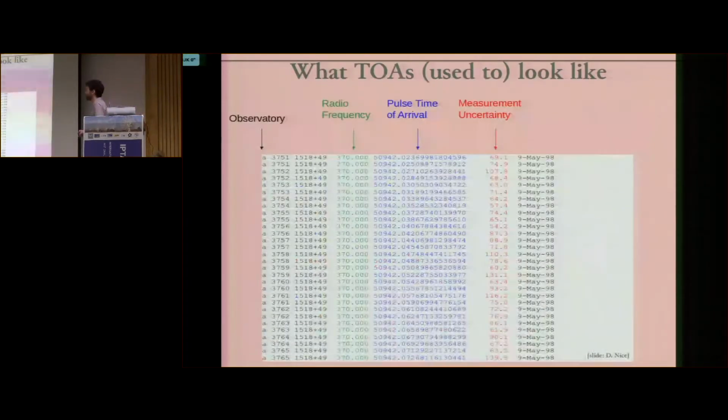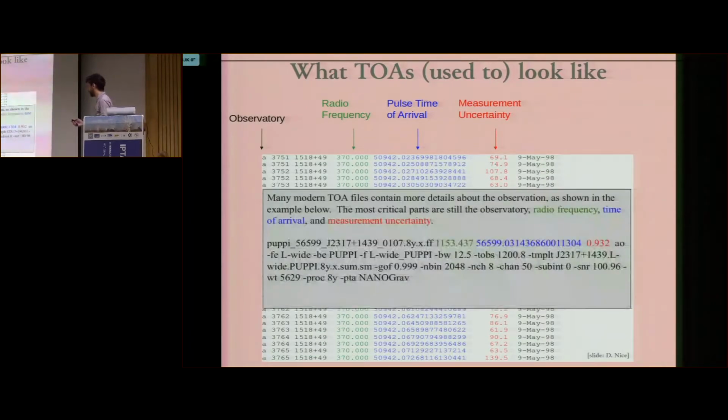So what do TOAs look like in practice? Very old school TOAs look like this. We just write them down in an ASCII text file. And the important quantities are where was the TOA made, so what observatory, this is a code. What radio frequency were they made at, this is 370 megahertz. What is the pulse time of arrival in modified Julian date here, in probably UTC coordinates. And what is the measurement uncertainty, so what is that error on the time of arrival.